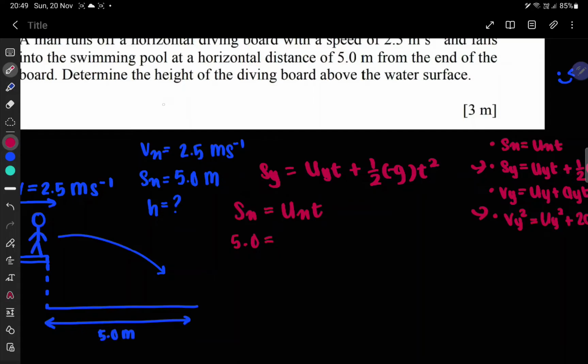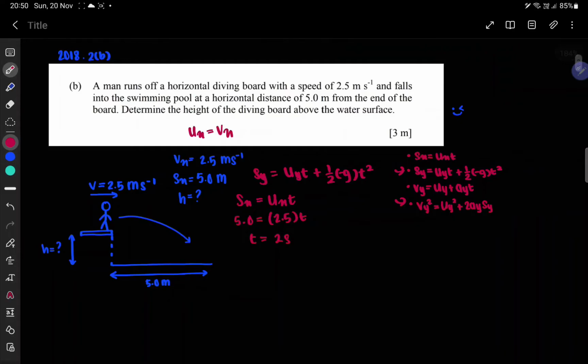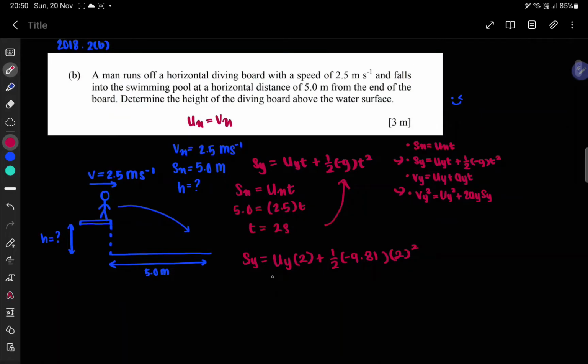Ux is actually the same as Vx, so just substitute that in. Wait, hold on. 2.5, then t, so t equals 2 seconds. Okay, after that we can just substitute it into this equation. So Sy equals Uy times 2 plus 1/2 times negative 9.81 times t, 2 squared. Okay, for this situation, the Uy is 0, so this will be 0.